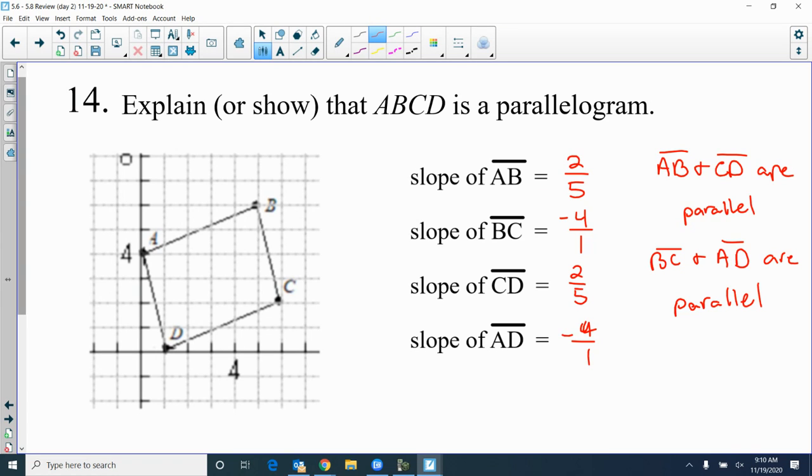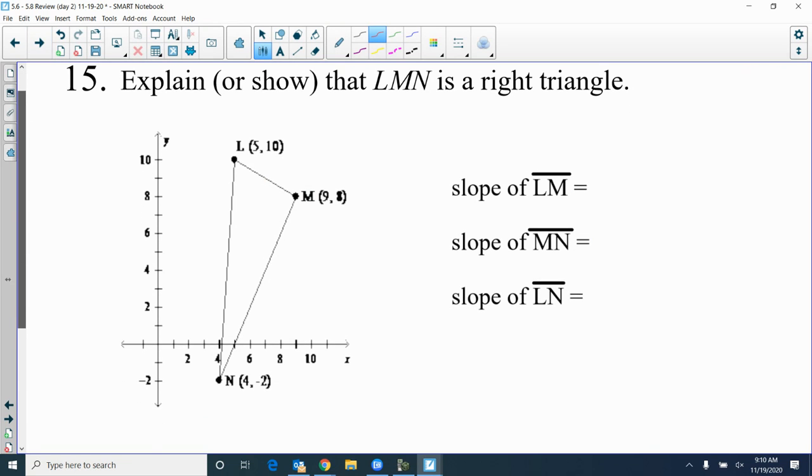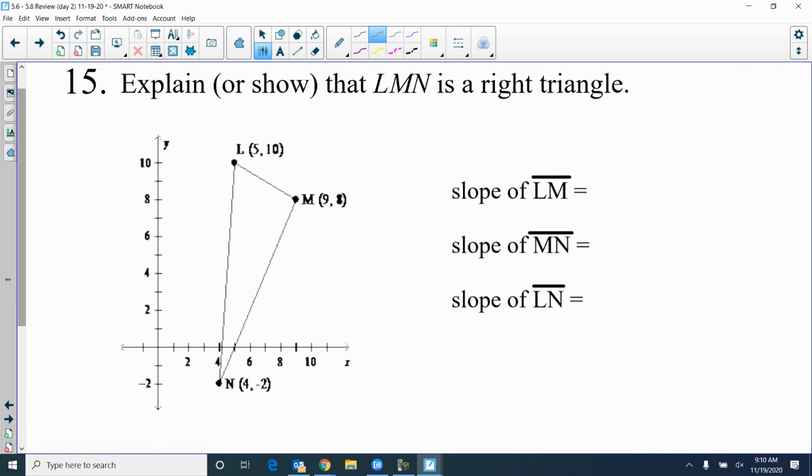Christiana? All right, now 15 says, show that it's a right triangle. A right triangle has what type of angle in it? All right. 90-degree angle. And a 90-degree angle is formed by perpendicular lines. And so for perpendicular lines, you gotta show me their slopes are negative reciprocals. So now which one looks like the right angle? This one looks like the right angle.